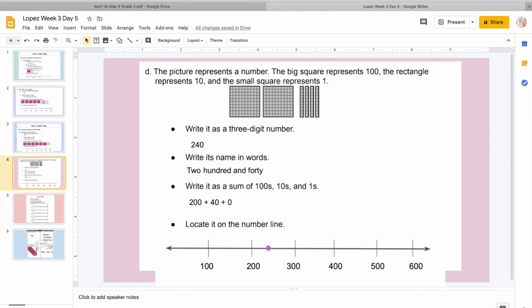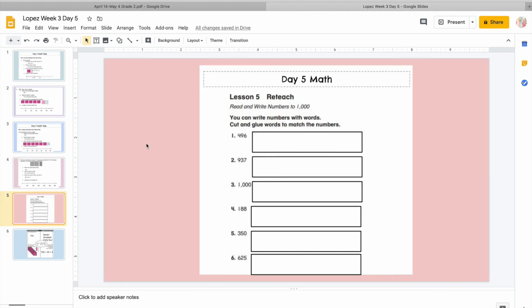That right there is going to represent 240 on that number line. Now we are going to move on to our math worksheet for the day, where you can write numbers with words, cut and glue words to match the numbers. I know it's asking you to cut and glue the numbers. If you don't want to, you can draw a line or you can just write it out. Today, I'm just going to write it out.